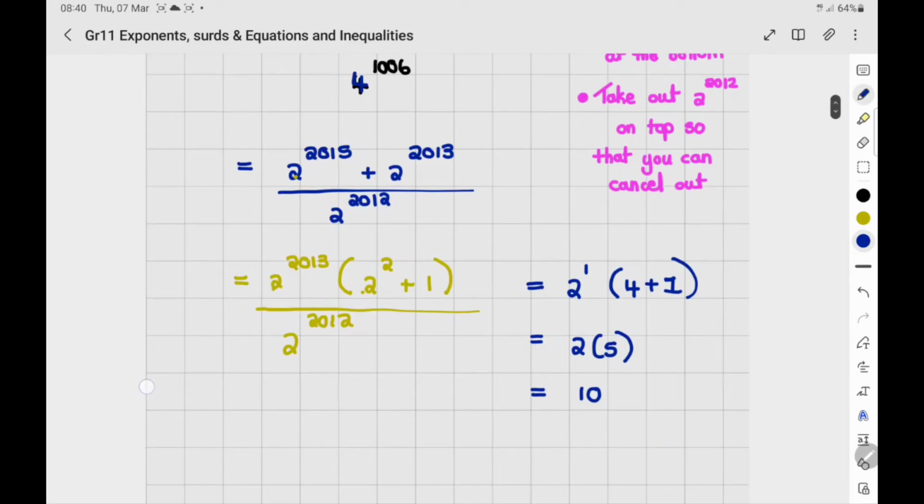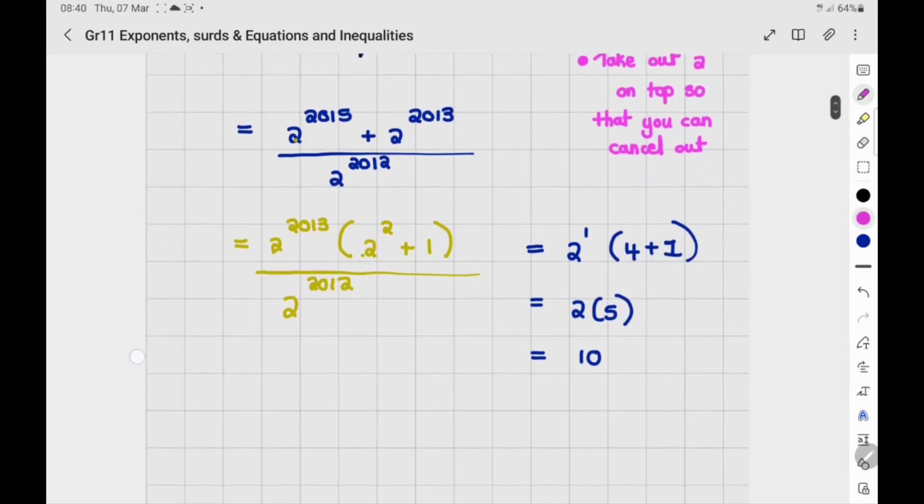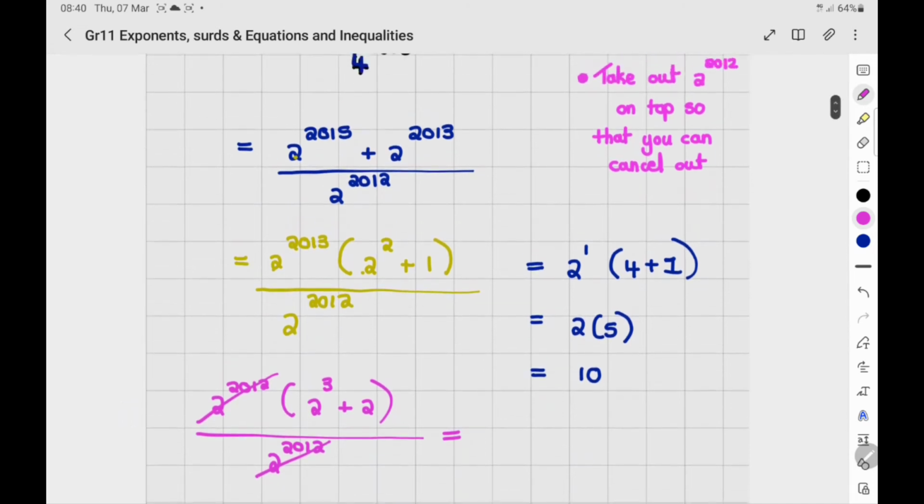All right. Okay, another way you could have done it is you could have just taken out at the top what is needed to cancel out with the bottom. So I'm going to take out 2 to the power 2012. What will be left? 2 to the power 3 plus 2 over 2 to the power 2012. Those would have cancelled out, and I'll be left with 2 to the power 3 is 8. 8 plus 2 is 10. So it gives you the same answer.